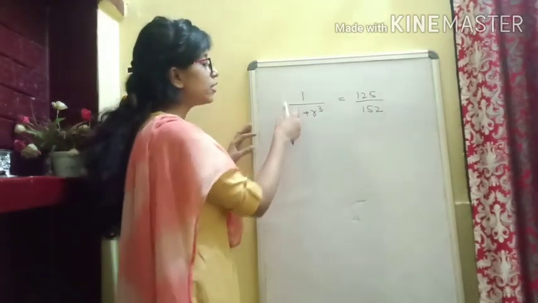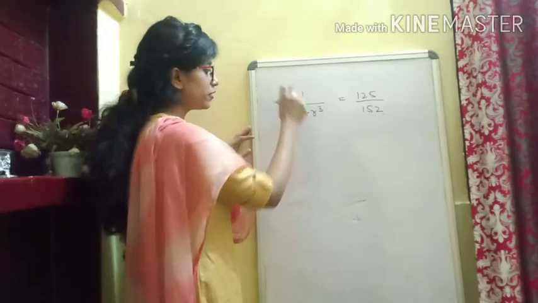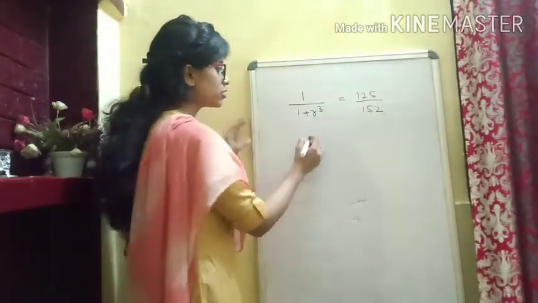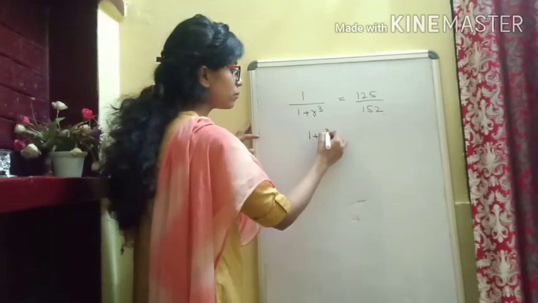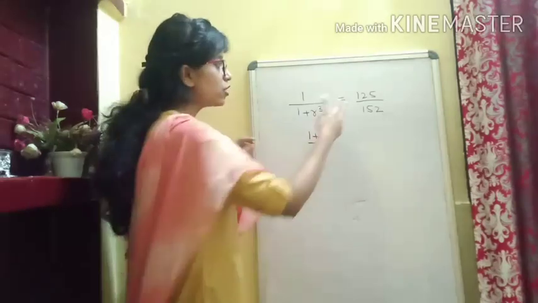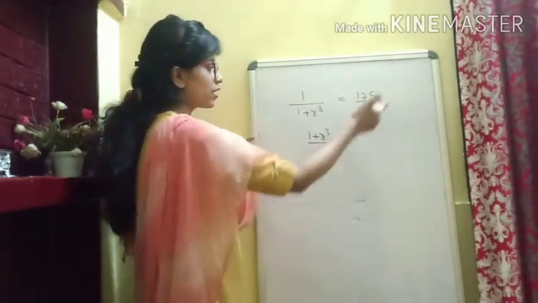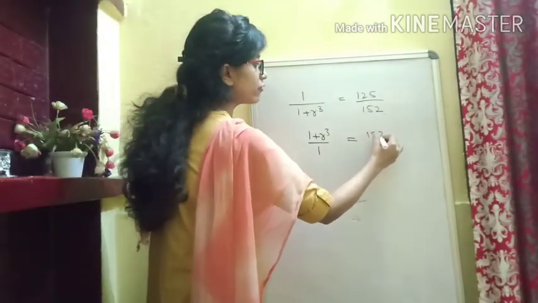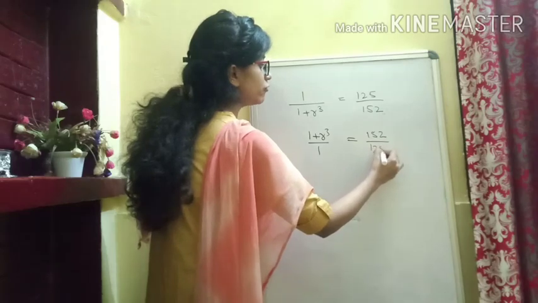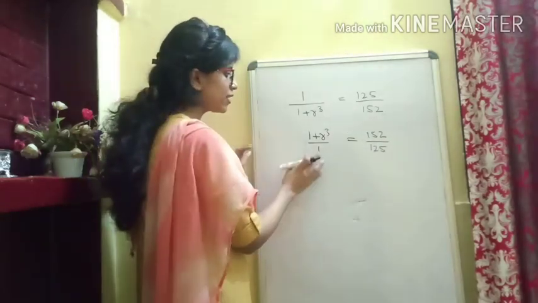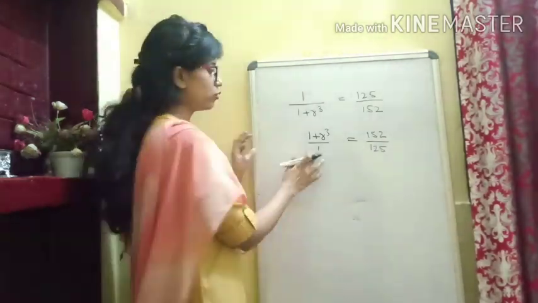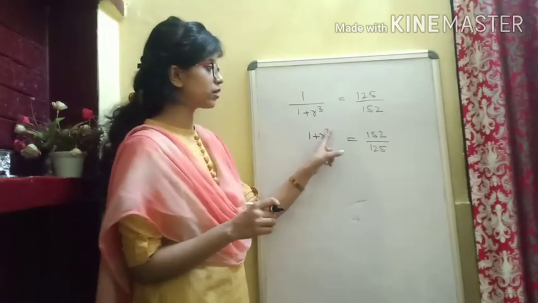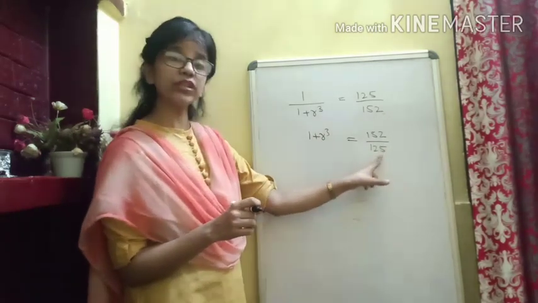Okay, next step what I am going to do, I am just reversing the sides, reversing the terms. Here LHS, RHS both. So if I reverse it, that is 1 upon 1 plus r to the power 3, it will be 1 plus r to the power 3 upon 1. So if I have done it on the LHS, I have to do it on the RHS as well. So it will give you 152 upon 125. Whether you write upon 1 or not, no problem. So it will only be 1 plus r to the power 3 equals 152 upon 125.